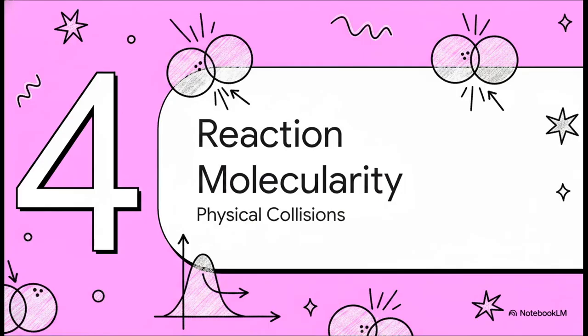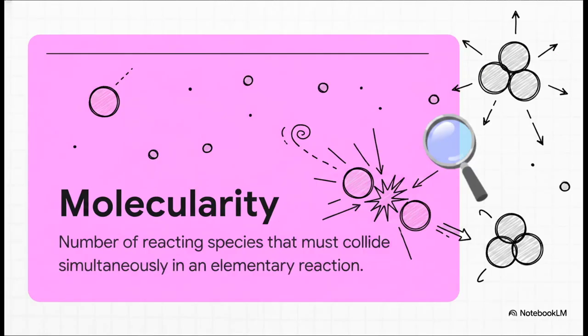Let's move into section 4, reaction molecularity. We're talking about the actual physical mechanics here. For an elementary step to happen, the reacting species, whether they're atoms, ions, or molecules, have to physically collide at the exact same time. Depending on how many are crashing together, we get unimolecular, bimolecular, or termolecular reactions.